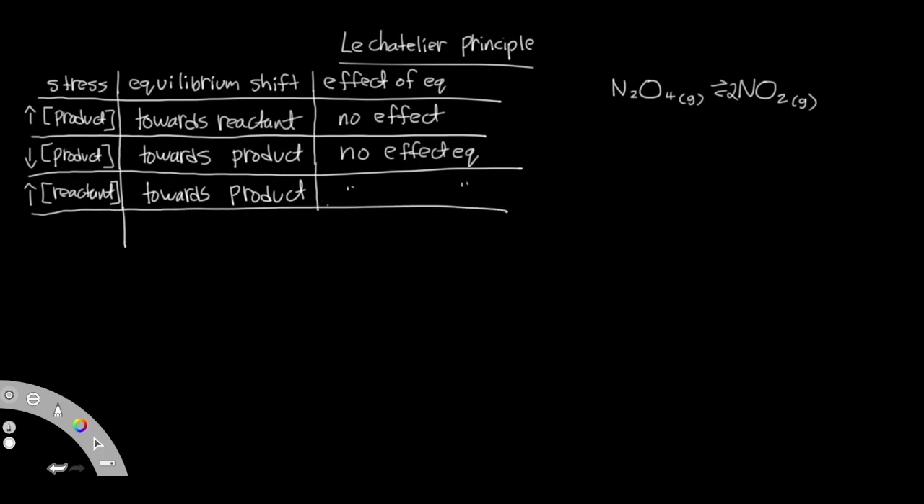Next, we're going to look at a decrease in the reactant concentration. And of course, if this one is now decreasing, how do we alleviate the stress? We have to make up for it by going in that direction to help maintain that homeostasis. So now this is going to go towards the reactant. And again, no effect on the EQ. So now we're done with the product and the reactants. Now let's look more towards pressure.